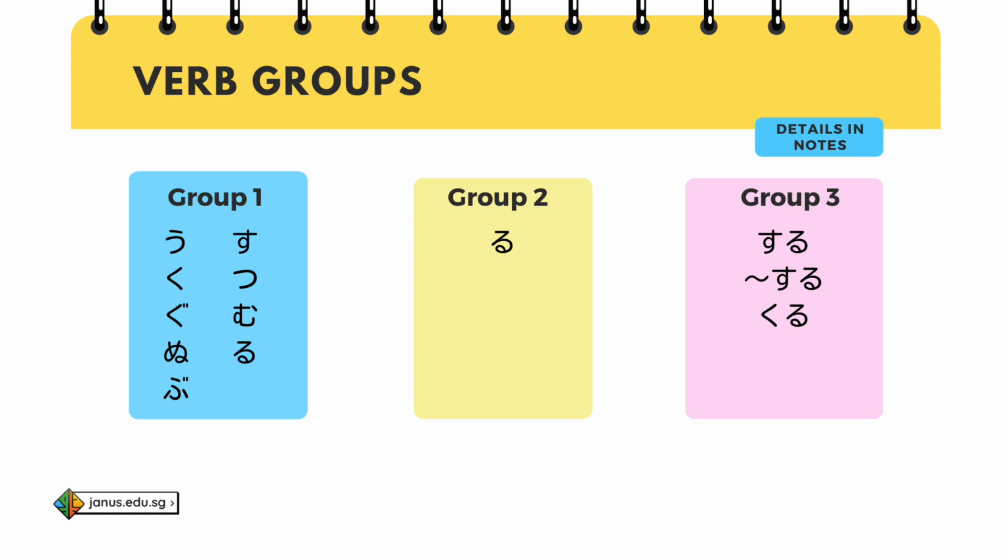Group 1 verbs are the most difficult ones because they can have 9 different endings, like u, ku, gu, nu, bu, su, tsu, mu, ru. Group 2 verbs can only end with the letter ru. Group 3 verbs are the irregulars, but they only have 2 possible endings, which are suru or kuru. In most cases, if you see a ru ending, it's a group 2 verb, but be careful, some group 1 verbs can also end with ru, but there are very few of them.